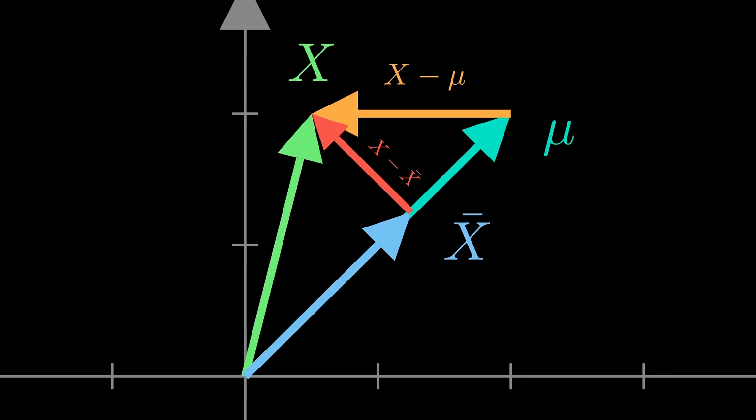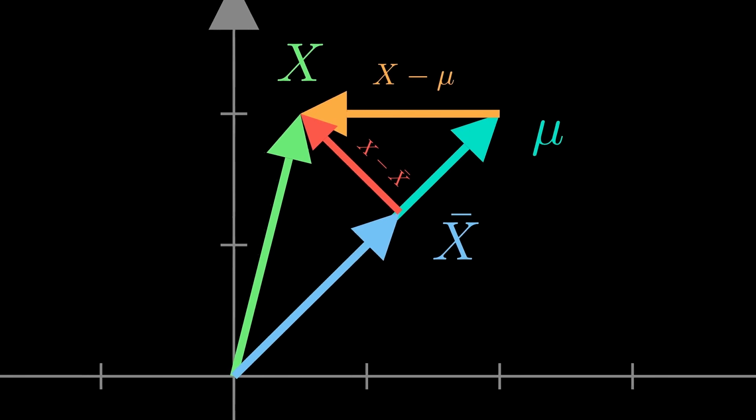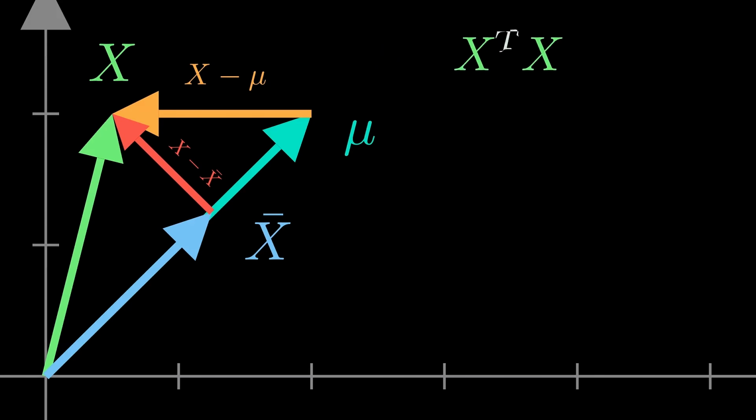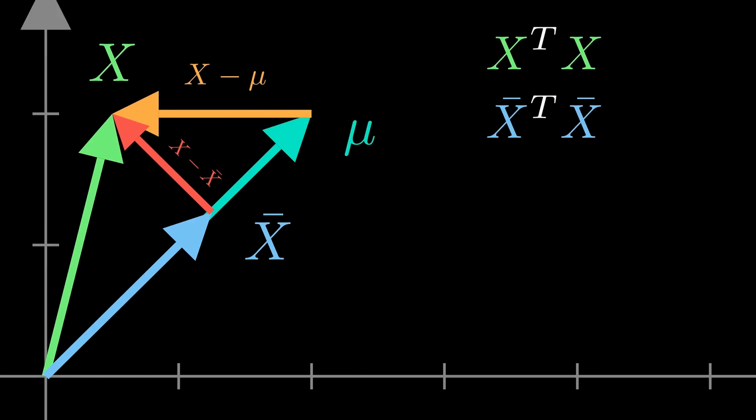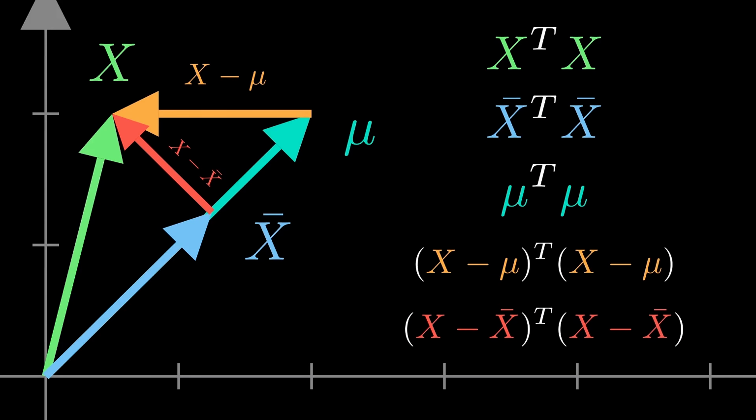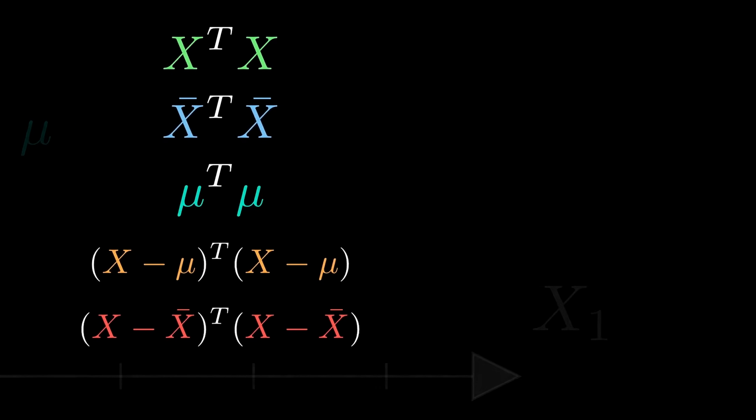Now, in one sense, this is very simple. We know we get a vector length by taking the dot product of the vector with itself, so we can just do that for all of the vectors. For example, if we want the length of the data vector, that's x transpose times x. If we want the length of the sample mean vector, that's x bar transpose times x bar, and so on for the rest of them. And each of these gives us a sum of squares.